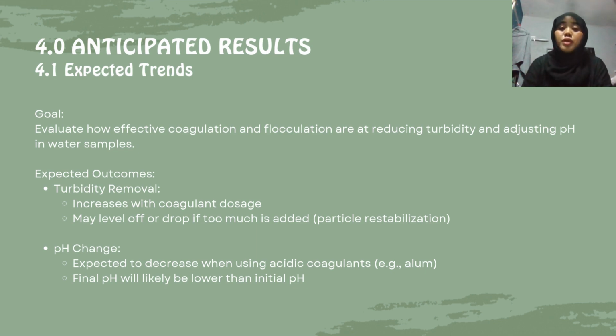Before conducting the experiment on coagulation and flocculation, we outlined a few anticipated results based on theoretical understanding. The main goal was to evaluate how effective the processes are in reducing turbidity and modifying pH levels in water samples. Let us start with turbidity removal. As we increase the dosage of a coagulant, we expect the turbidity to decrease significantly. This is because more suspended particles are bound together into flocs, which can then settle out.